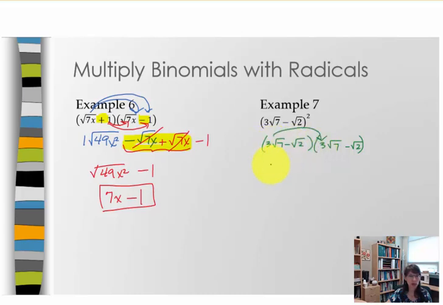So 3 times 3 are outside of the radical, giving us a product of 9, while 7 times 7 are both under the radical, giving us the product 49. Now we'll distribute to the last term. 3 is multiplied by -1, that is outside the radical, and 7 and 2 remain under the radical as 14.